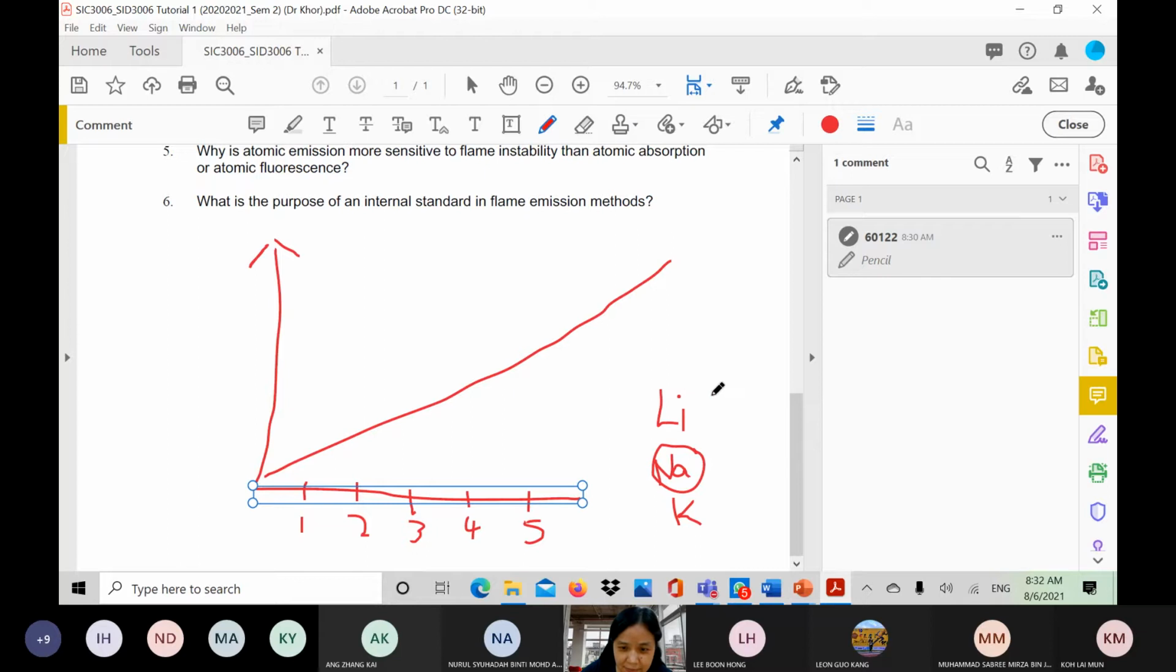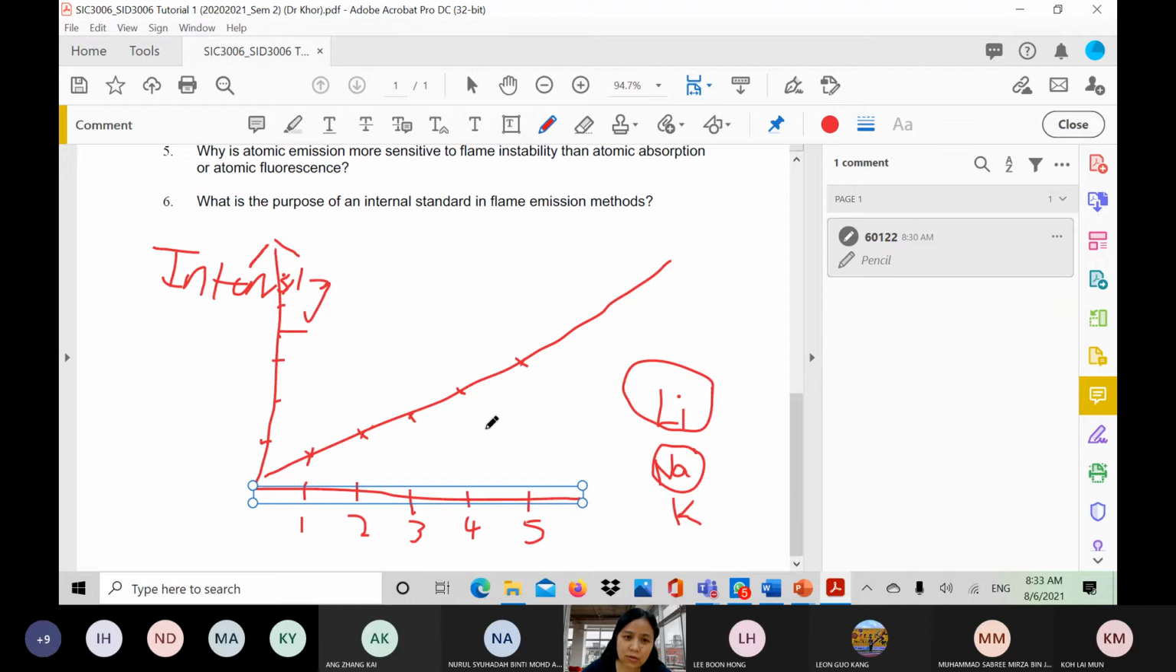So we use lithium as the internal standard. So it's supposed to be like that. So this is the ideal situation. This is what we measure, the intensity of the emission line.